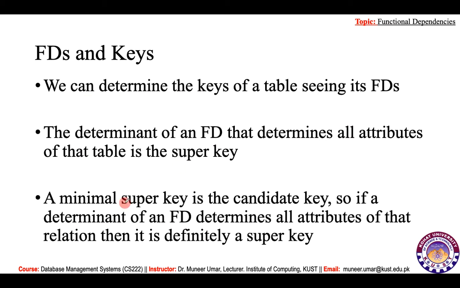Then the minimal super key is the candidate key. So if a determinant of an FD determines all attributes of that relation, then it is definitely a super key. So if we have a super key, then definitely that would be considered either primary key or candidate key. So if a determinant determines all the attributes of that table, then definitely that would be a super key.